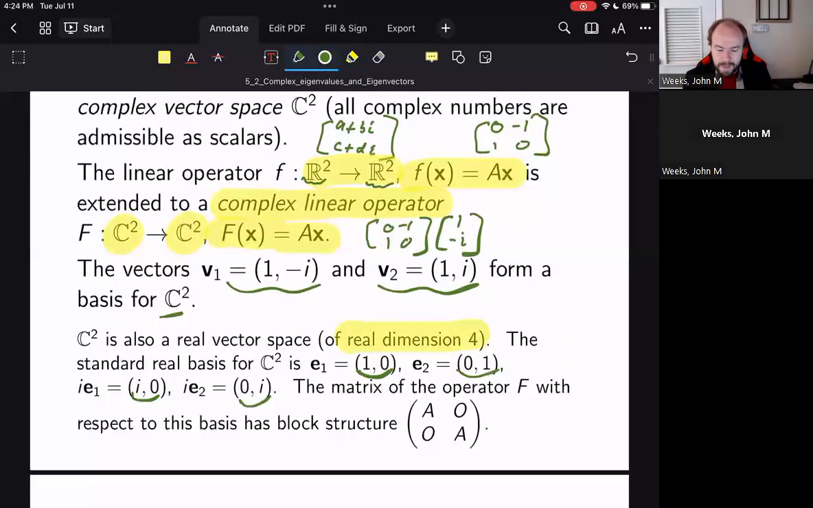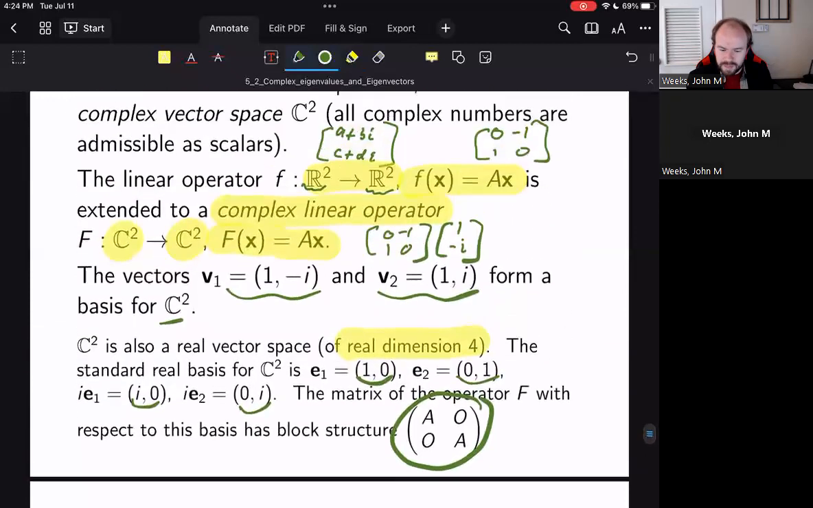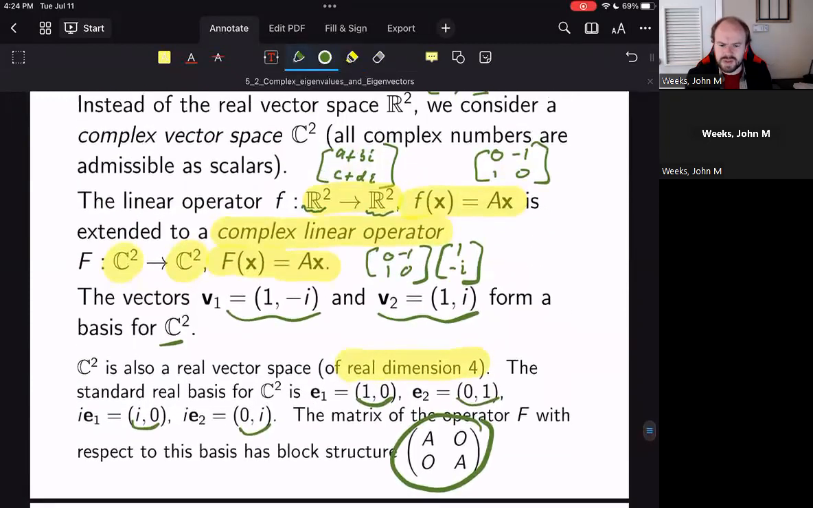The matrix of the operator f given up here, if we were to look at this as a real basis, would look a little bit like this. A for the real numbers and then A for the complex numbers. That is the sort of block structure that we would be getting here. All right, so this is the sort of thing that we have when we're discussing this stuff.